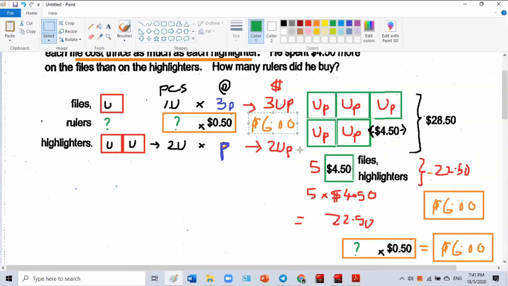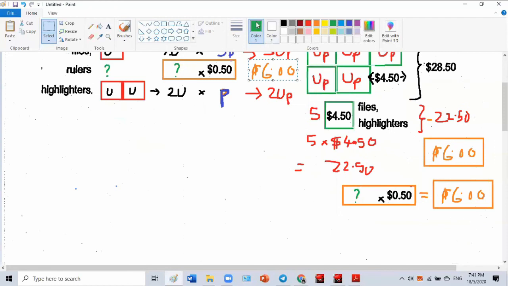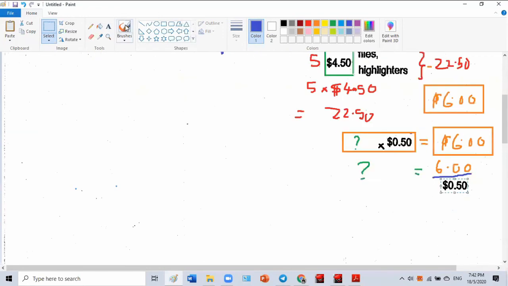So if it's $6, how do we find the question mark? $6 divided by 50 cents, exactly. Then I pray that it is a nice whole number, because rulers cannot be in decimals. Pray hard it comes out to be a nice whole number. 12, thank you, Lord. I think that should be the answer. No need to do anything else. All right, so 12 rulers.